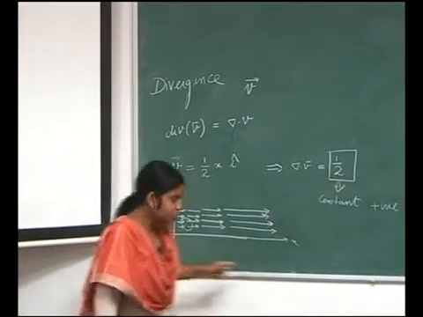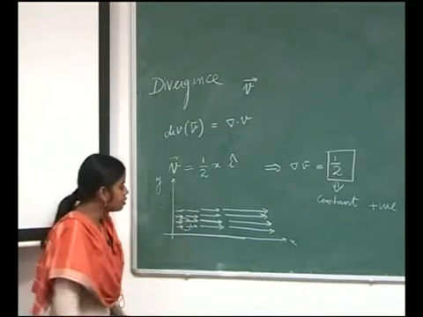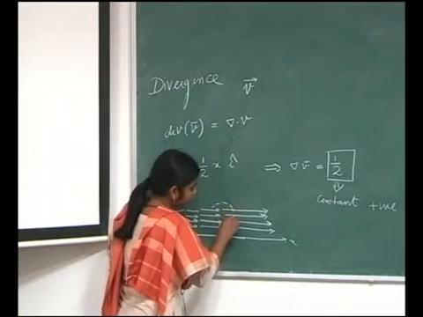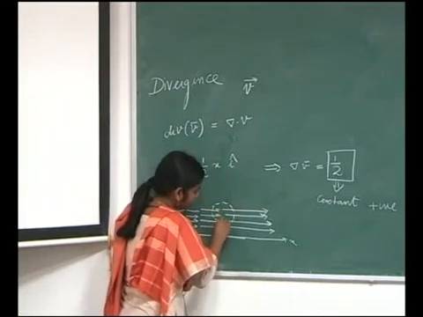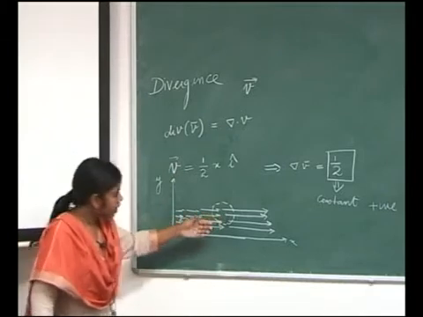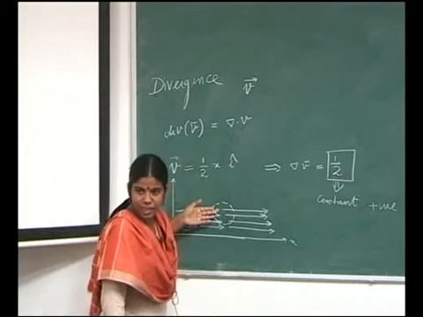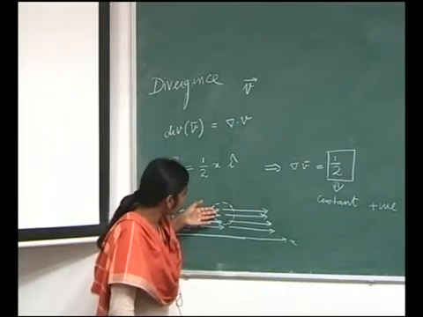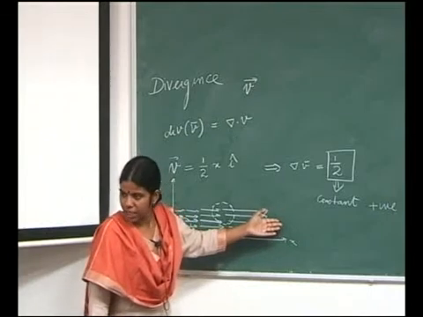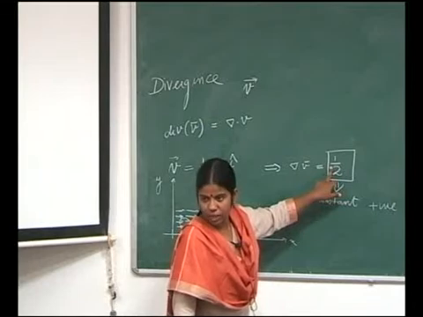It means this point is a source. I draw an arbitrary circle here, and again the same argument holds true. The amount of liquid entering this surface is less than the amount of liquid coming out of this surface. So this is the positive divergence.